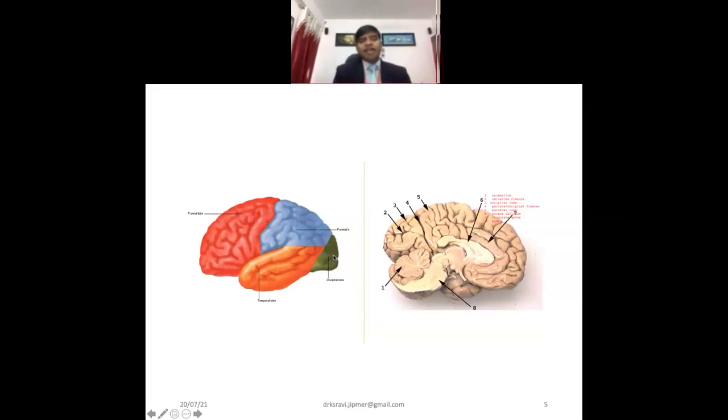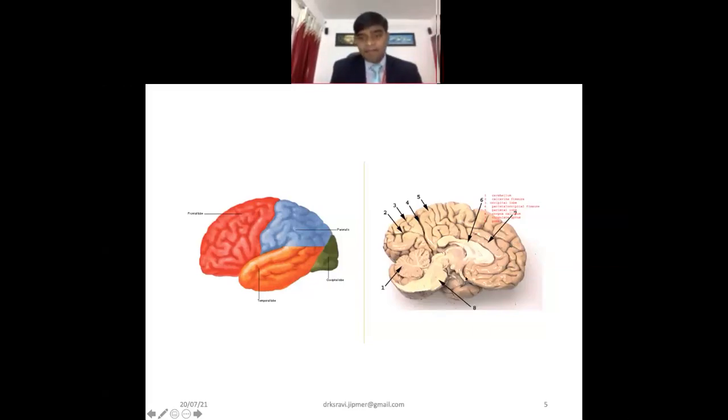So in this way, we have seen that there are four lobes in the cerebral hemisphere. Now, some structures you can appreciate on the medial surface of the cerebrum. As I said, this is the parieto-occipital sulcus. Over here we have the calcarine sulcus. This is the occipital lobe, over here the parietal lobe, this is the paracentral lobule, and this is the frontal lobe.